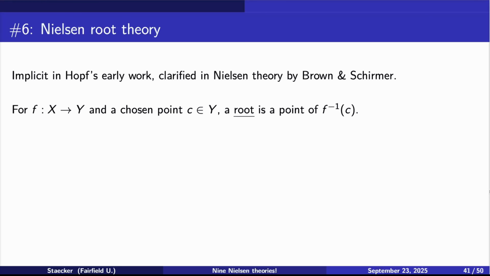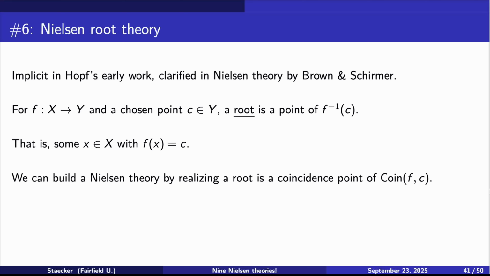Anyway, if you have one map, x to y, and you just choose a point in y, a root, we call a root is just some point in the preimage of C, some point in x which goes to C. And you know, this is another way to say the same thing. F of x equals C, all right? And when you see this, you can say, oh, well, this is kind of like f of x equals g of x, where g of x is a constant. And so you can do a Nielsen theory for that, thinking of this as if it was a coincidence problem. But it's a very simple kind of coincidence problem, right?